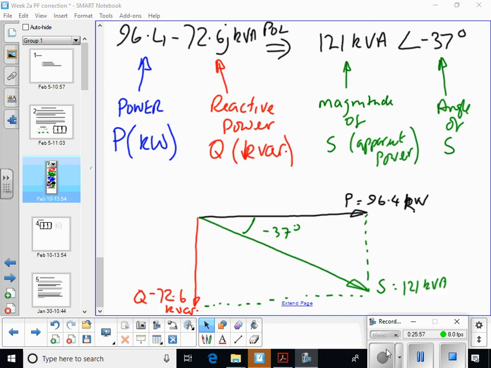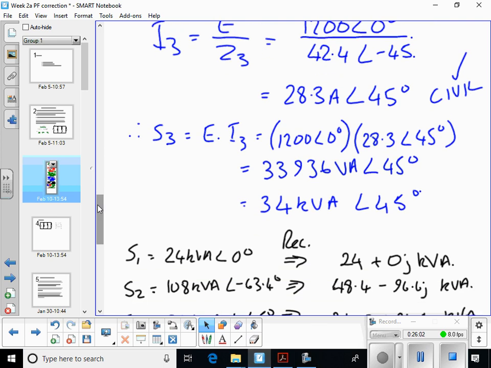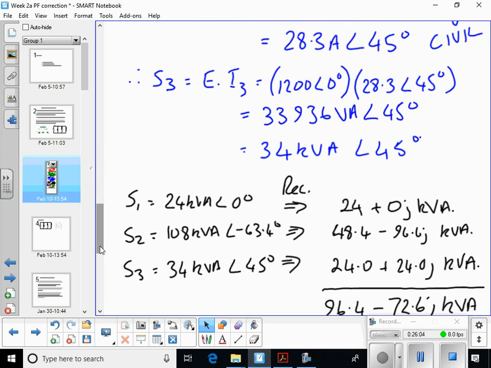And up here as well, remember, in these separate rectangular forms, you've got the power in kilowatts, 24 for load 1. Load 2 is 48.4 kilowatts, 96.6 kVar, sorry, and the third load is 24 kilowatts and 24 kVars.